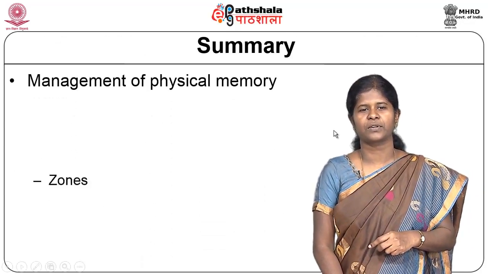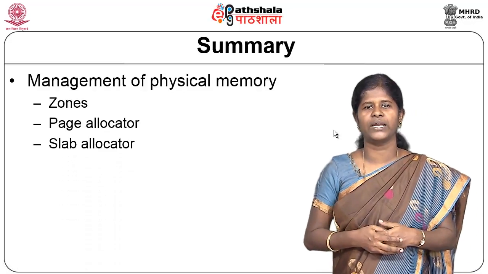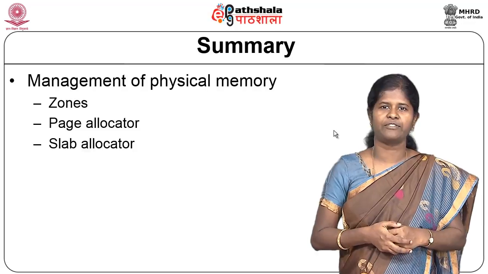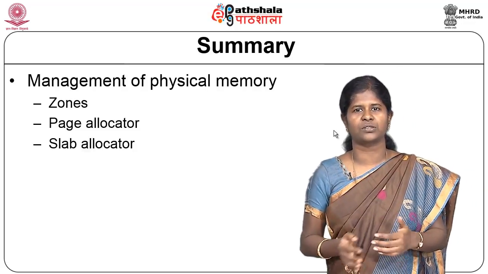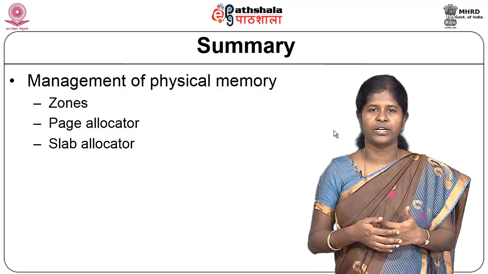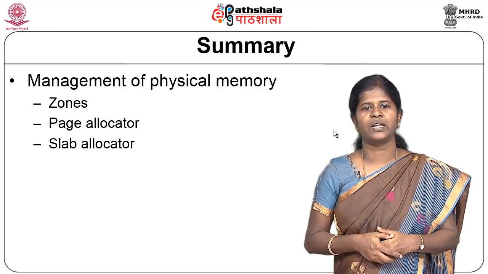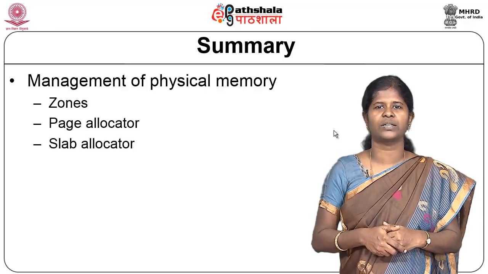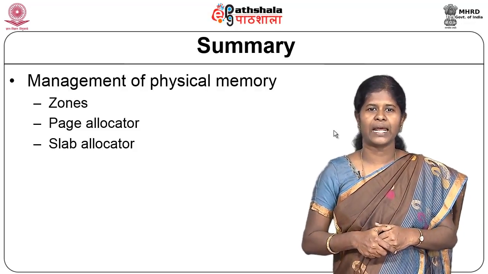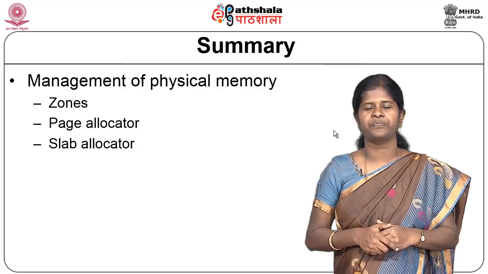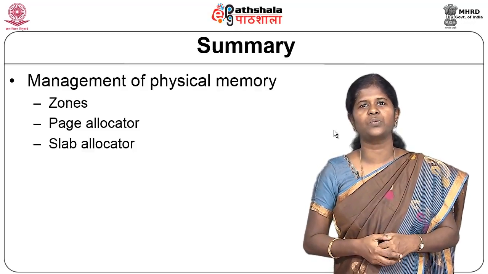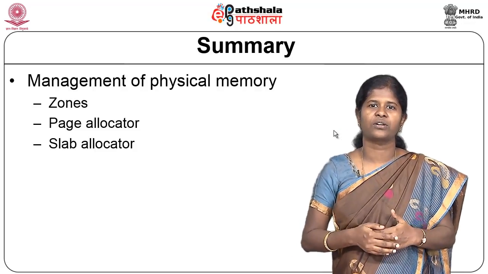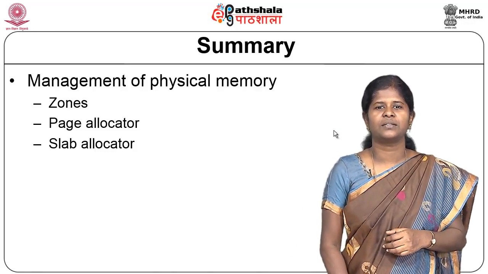Summary. In this module we learnt how physical memory is managed. We saw that the physical memory can be divided into zones for better handling of different architectures, and then we saw the page allocator algorithm. Each zone has its own page allocator which allocates memory. Then we saw the slab allocator, which is responsible for allocating memory for kernel data structures.